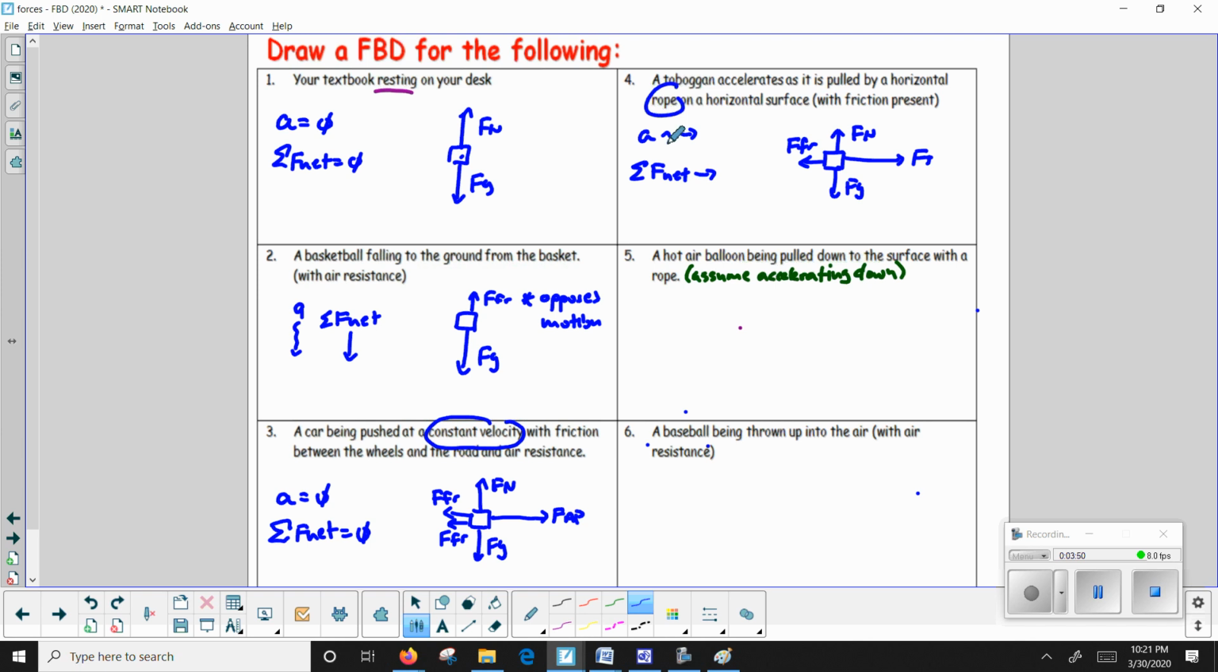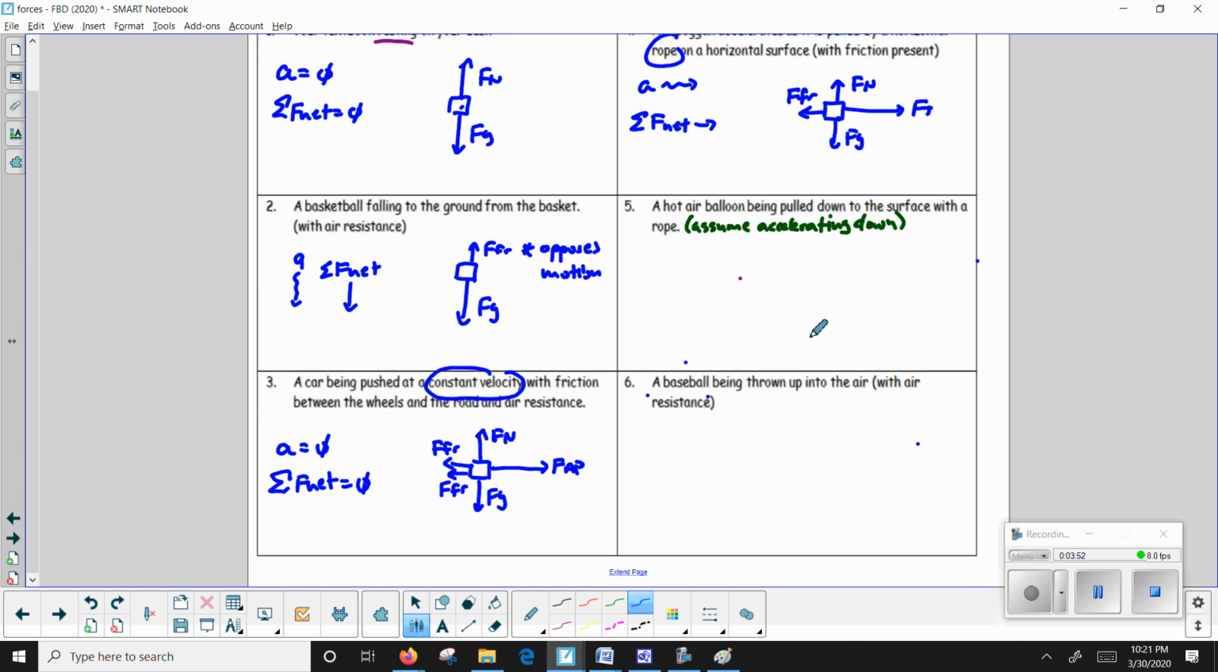And that's it. All right, next thing, we've got a hot air balloon being pulled down to the surface with a rope. We're assuming that we're accelerating downwards. We're not being pulled down at a constant speed, but we're accelerating downwards. So again, that means my overall force must be downwards as well. So make sure you show the acceleration and your overall force in all your diagrams. Very, very important. You don't want to lose marks.